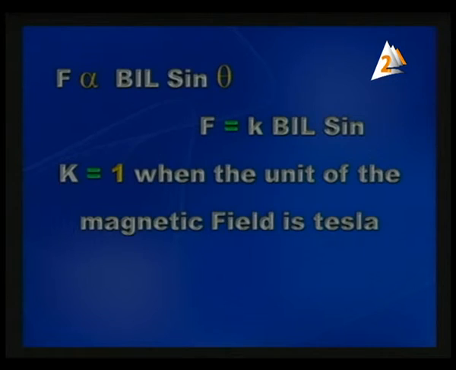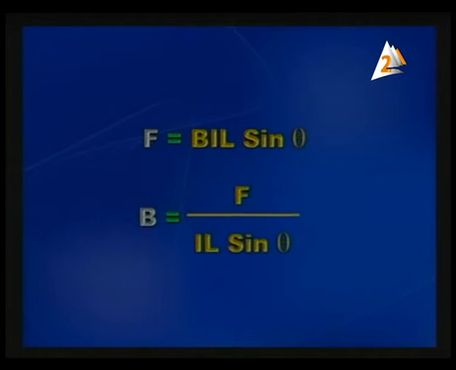So we can say now the force of a magnetic field on a wire carrying current is equal to BIL sine theta. So the force equals BIL sine theta. In this way, we can say magnetic flux density equals F over IL sine theta. Why am I doing so? Just a minute and you'll be able to know.